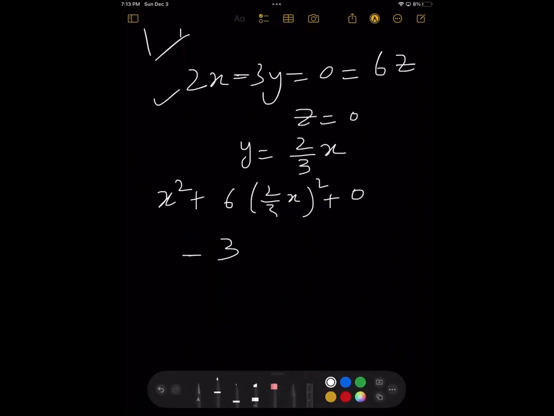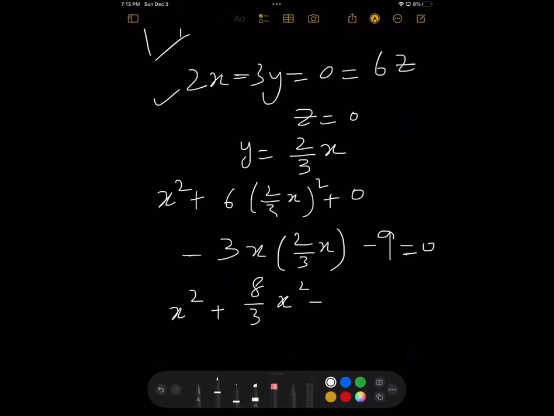Minus 3x, and y is 2 by 3x minus 9 equals 0. So this is our x for xy. So it will become x squared plus 8 over 3 x squared minus 2x squared equals 9. So we have 8 by 3 minus 1, x squared is equal to 9.